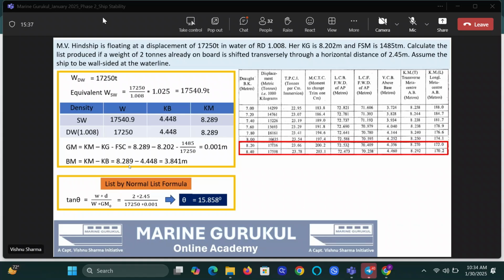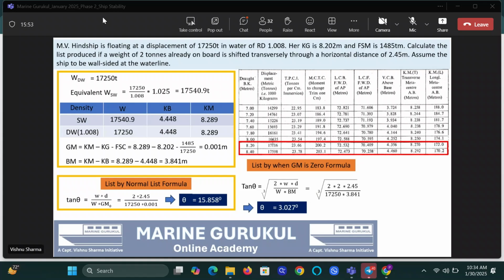But since the GM is exceptionally low, I would prefer to use the GM0 formula. And if I put in that, what list do I get? I get a list of only 3 degrees. Guys, there is a hell of a lot of difference between 3 degrees and 16 degrees. Am I right? Correct? It's almost 5 times. Do you see the difference? Do you see the difference, guys?